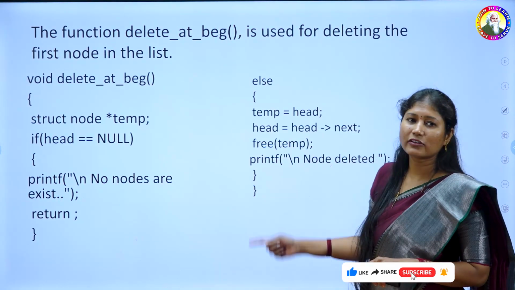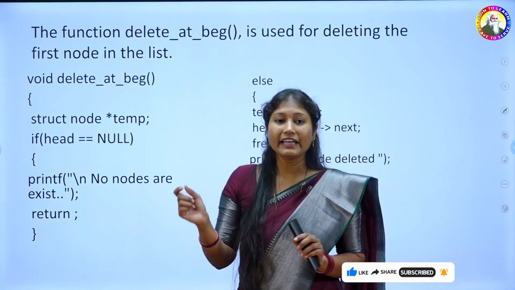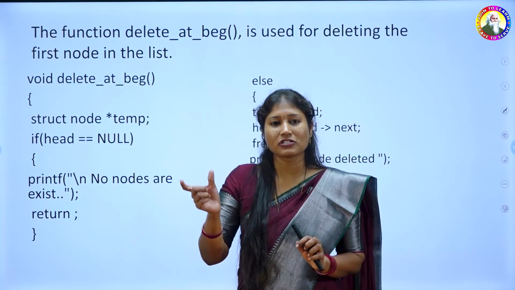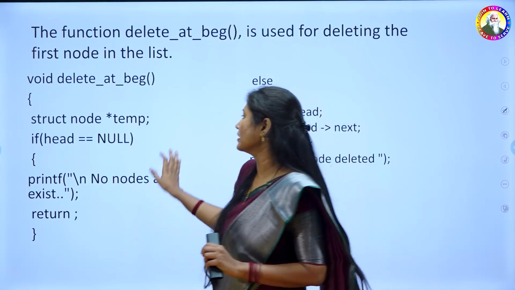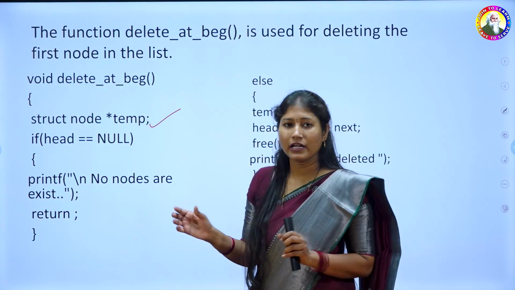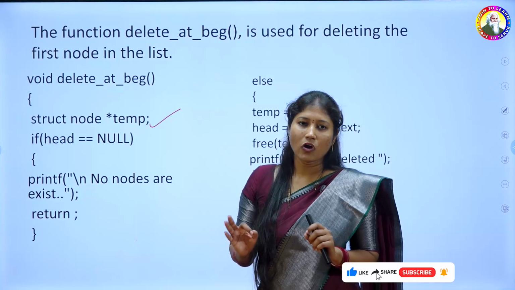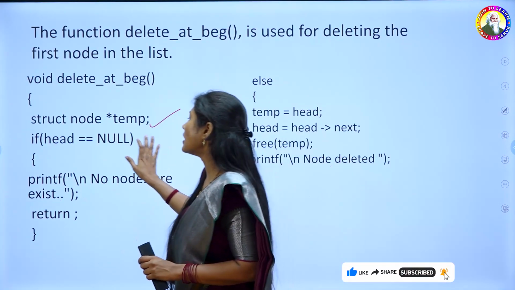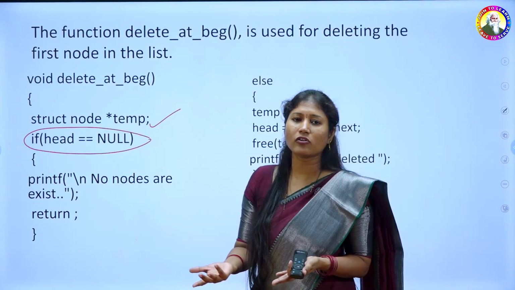And this is the complete code for the deletion at the beginning. First, I need to declare one extra pointer, that is a temp pointer, to deallocate the memory. That's why we are writing struct node pointer temp. After that, if head equal to null, it means the list is empty. How can I say that the list is empty? If the start pointer is null, then nothing is there. There is no linked list at all.